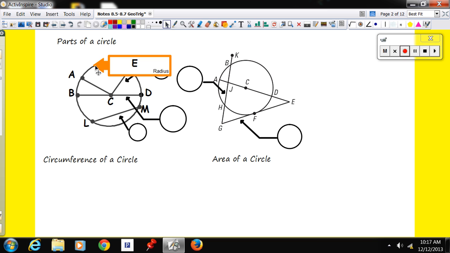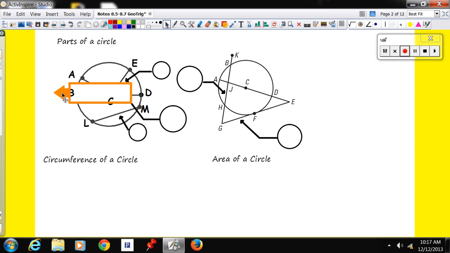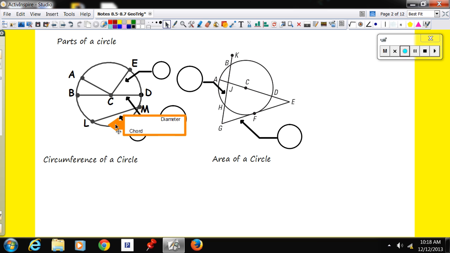What do you think from B to D? From B to D, this line across would be a diameter. This BD right here would be a diameter. That's pointing at this line right here. That's a BD. What about from L to M? It's got 2 endpoints on the circle. That would be a chord.